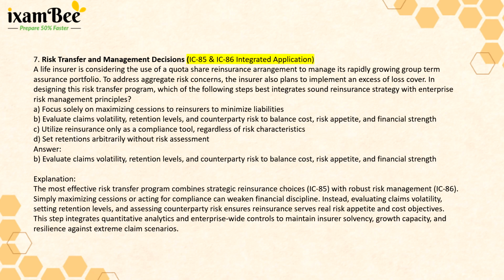We move now to the last question in this presentation, risk transfer and management decision. This is also an integrated application question from IC 85 and IC 86. A life insurer plans a quota share reinsurance for its growing group term portfolio plus XL cover. Which steps best integrate reinsurance strategy with enterprise risk management? So the answer to this question is B, which is evaluate claims volatility, retention levels, and counterparty risk.